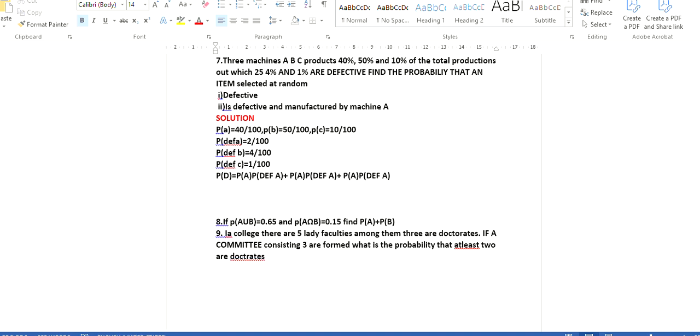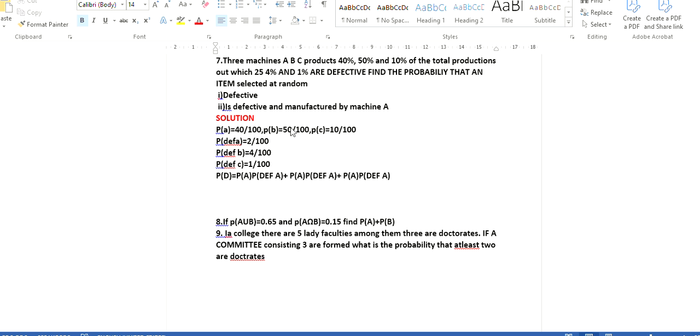So another problem is given here. Three machines A, B, C produce 40%, 50% and 10% respectively of total production, out of which 25%, 4% and 1% are defective. Find the probability that an item selected at random. First, you have to find the item produced at random is defective. Second, it is defective and manufactured by machine A.